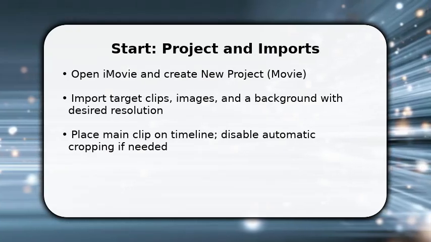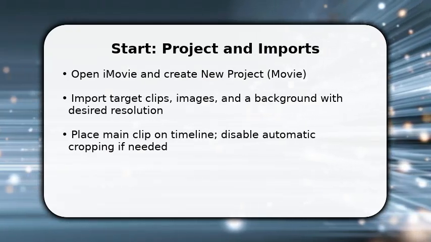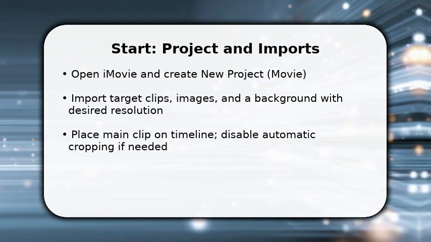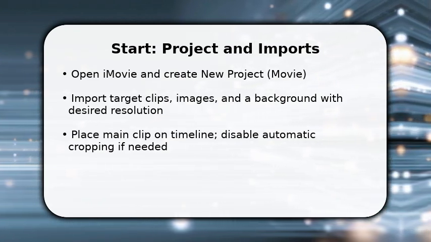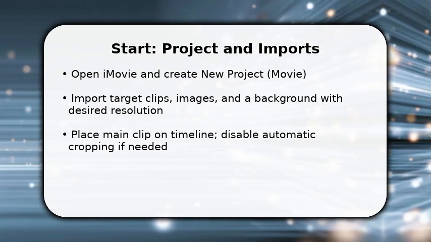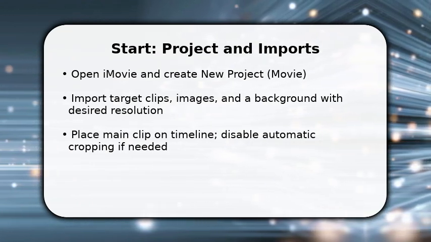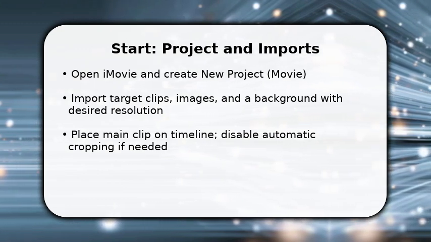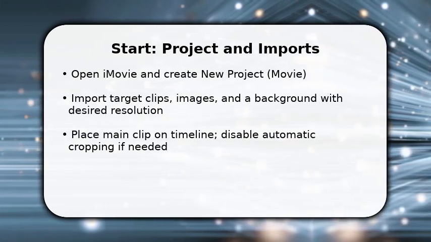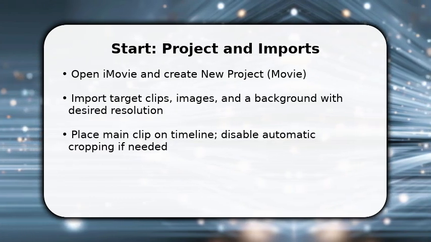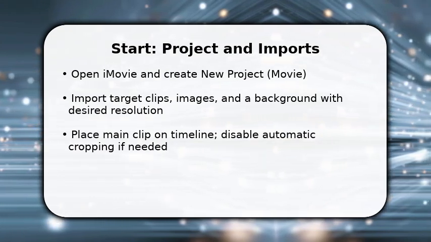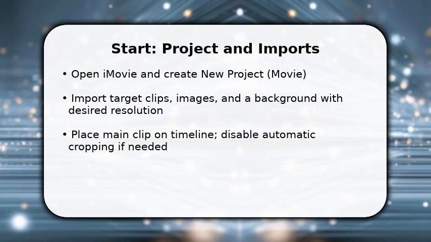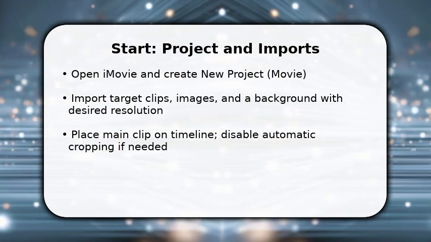You begin by making a new movie project and importing the assets you plan to use. Once done, drag your primary clip and the background image, ideally matching your target canvas size, onto the timeline. Make sure automatic cropping is off or set to fit so iMovie doesn't force 16:9 zoom. This immediate setup lets you control framing rather than fighting default behavior. Now position the background as a base layer under your clip and prepare to adjust framing and overlays.